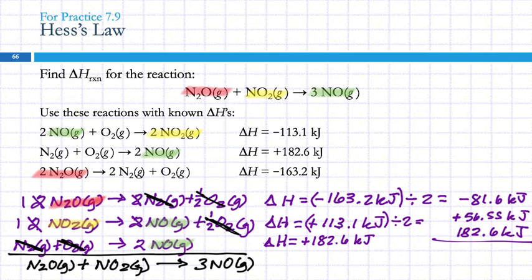Negative 81.6, 56.55, and 182.6. That's 157.65, 157.7 kilojoules. So delta H for this is 157.7 kilojoules.